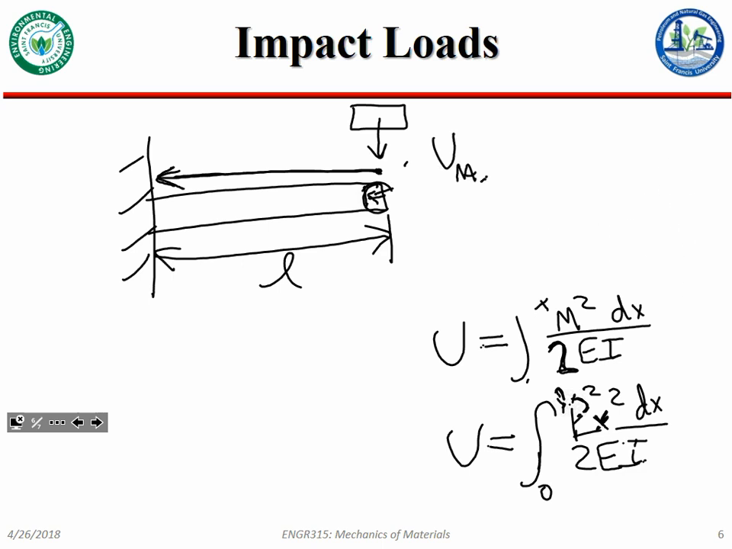the maximum U is the integral from 0 to L of p squared x squared over 2EI dx. And would you mind closing the door, please?